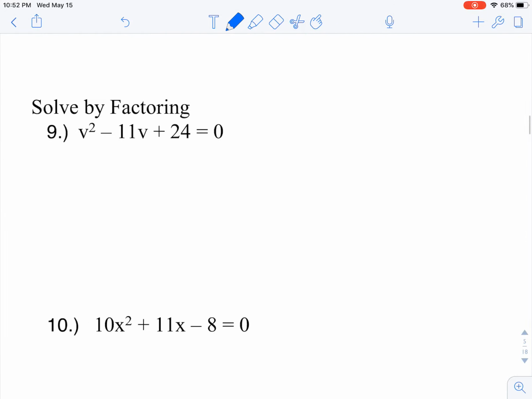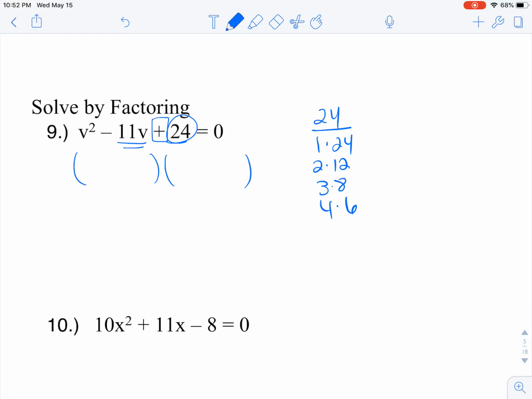All right, solve by factoring. So factoring, open up 2 sets of parentheses. I'm looking for factors of 24 that add to give me 11. So 24, 1 times 24, 2 times 12, 3 times 8, 4 times 6. So add to give me 11 is going to be 8 and 3. Bigger number goes first. V goes in each one.